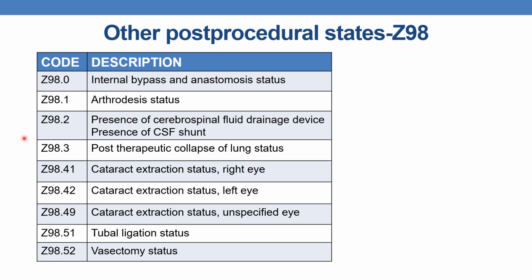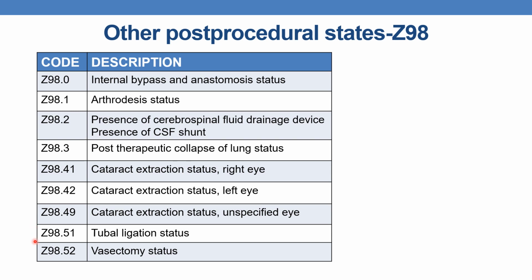The next is Z98.2. It deals with presence of cerebrospinal fluid drainage device or presence of CSF shunt, cerebrospinal fluid shunt. The next is Z98.3. It deals with post-therapeutic collapse of lung status. Next is Z98.41. It deals with catheter extraction status right eye. Z98.42 indicates catheter extraction status left eye. And Z98.49 indicates catheter extraction status unspecified eye.